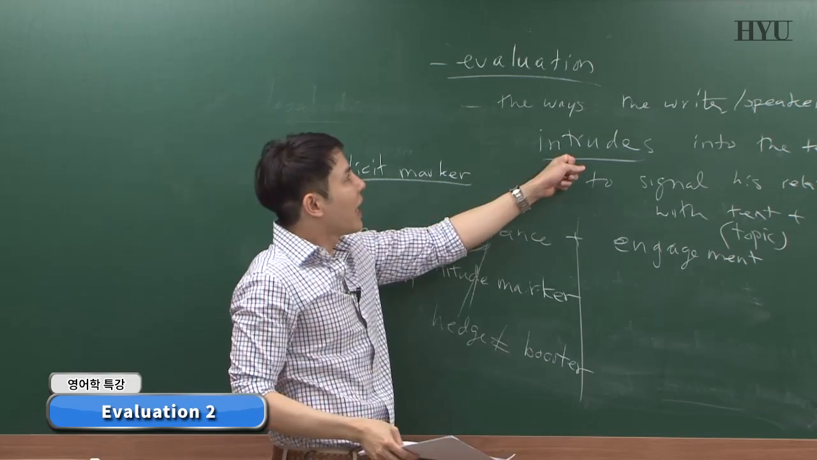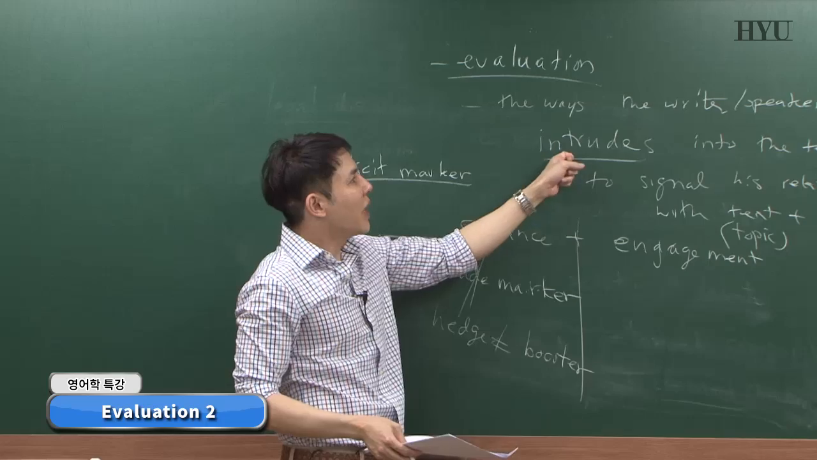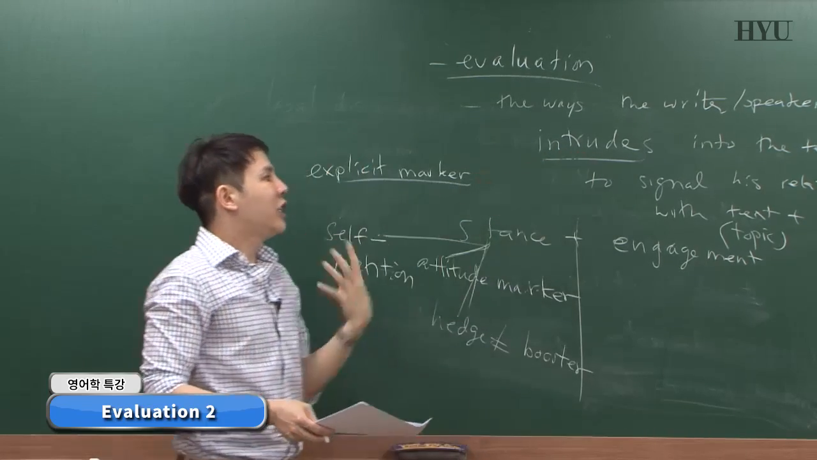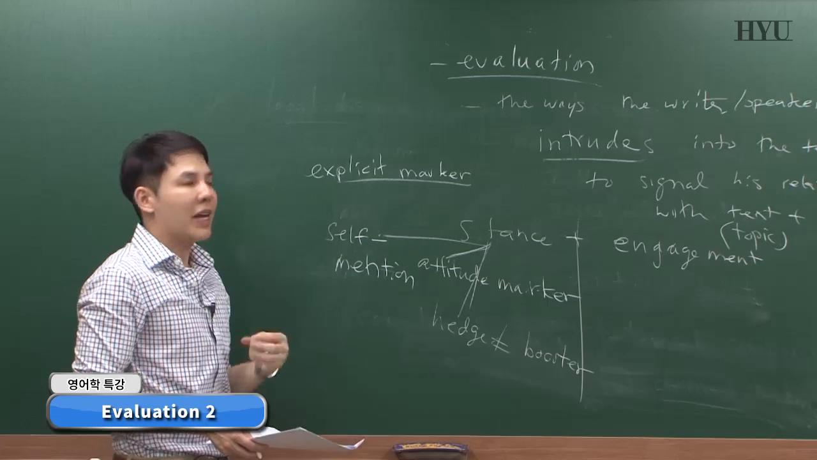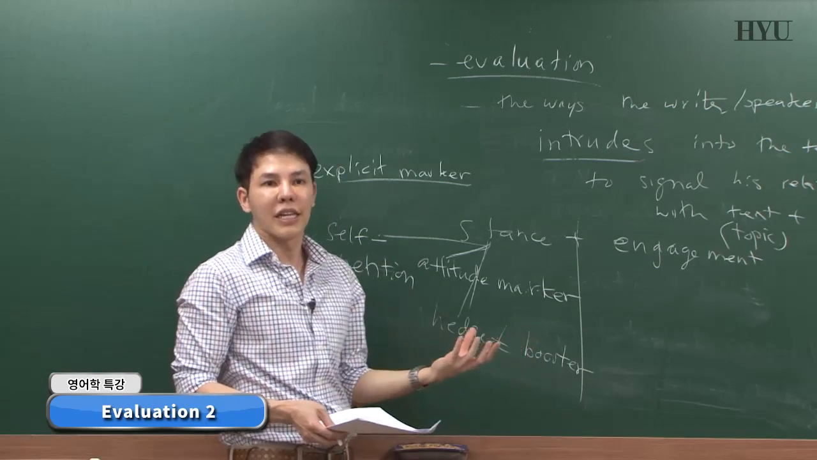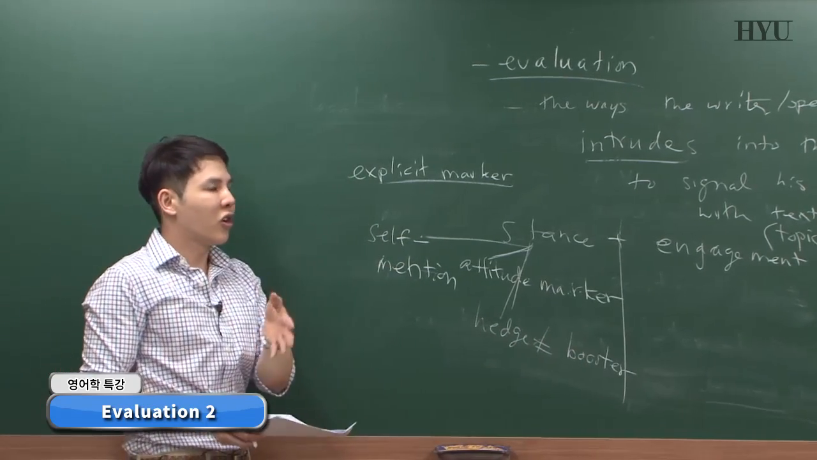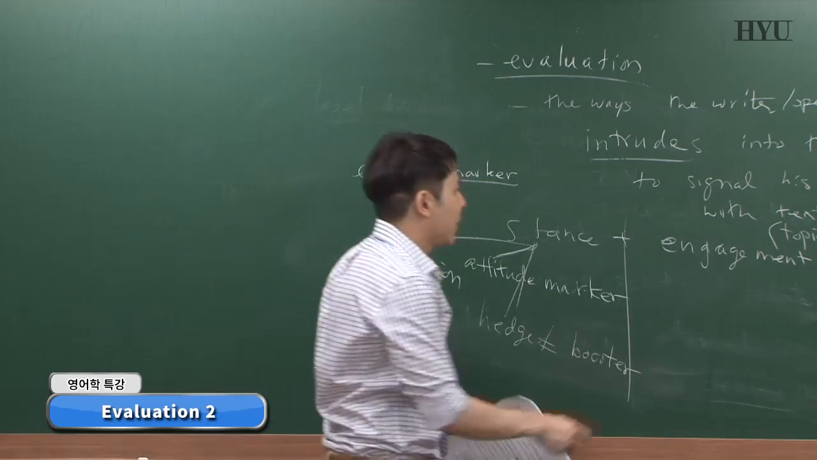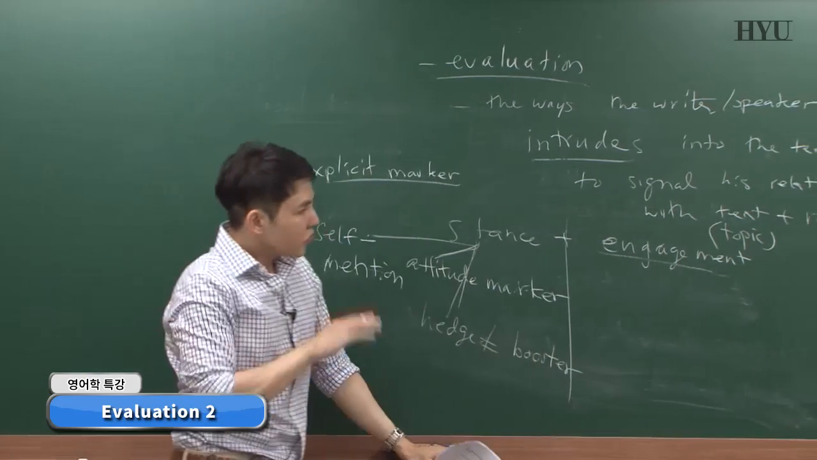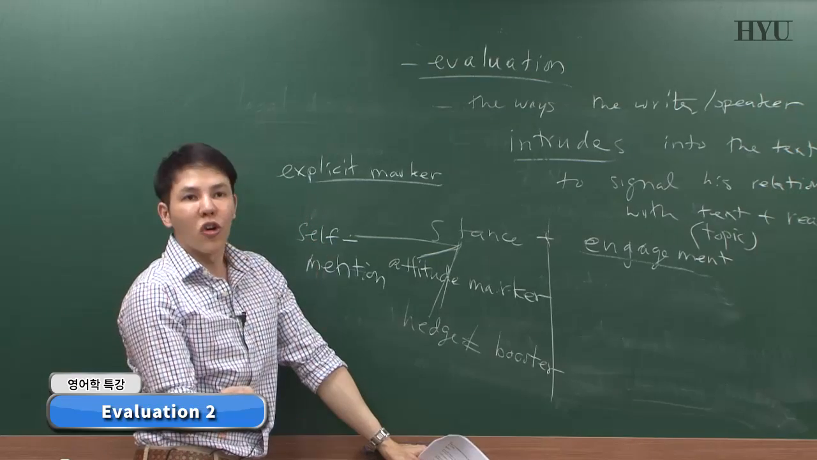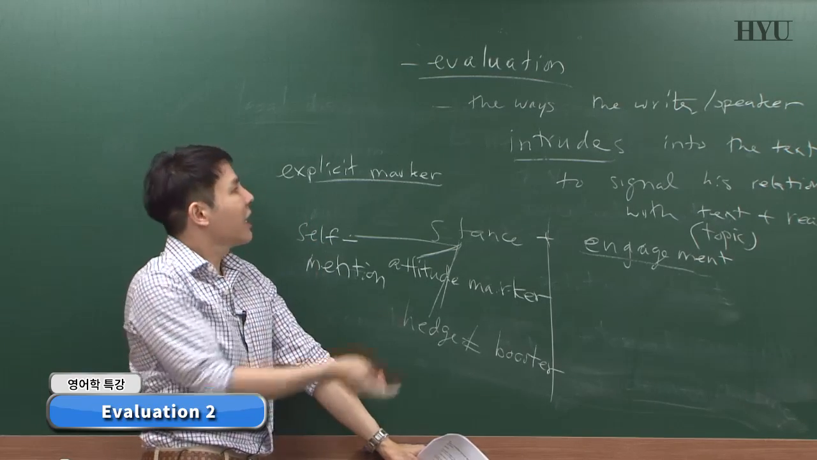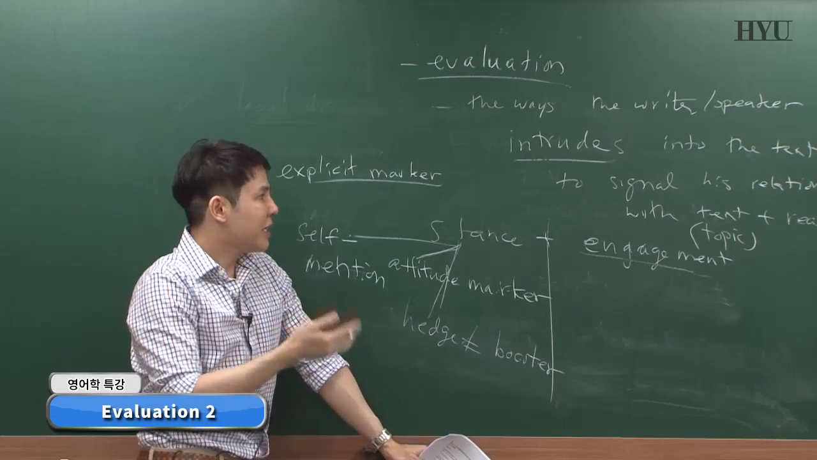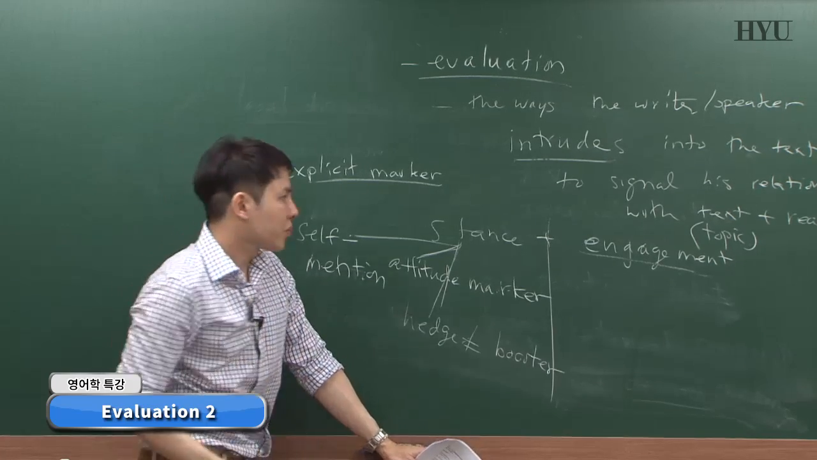That's why we define evaluation as the way that the writer or the speaker intrudes into the text, how he shows up in the text, right? How he is present in the text, so that the listener or the reader knows what your 입장, what your position is, right? And then the other side of the coin is engagement devices, right? Again, explicit markers that involve the listener.